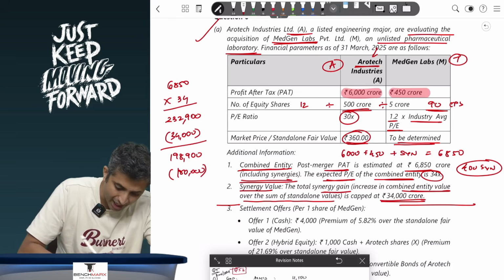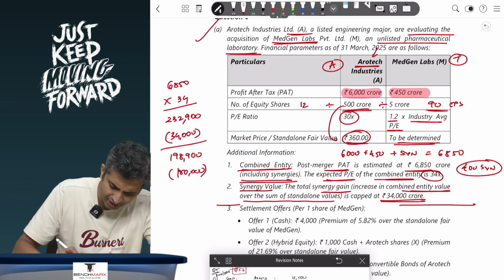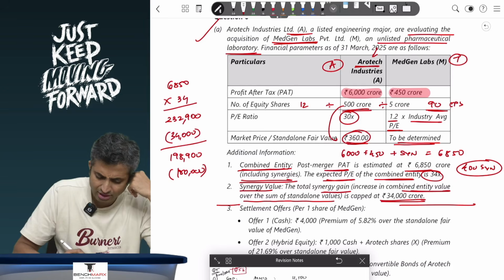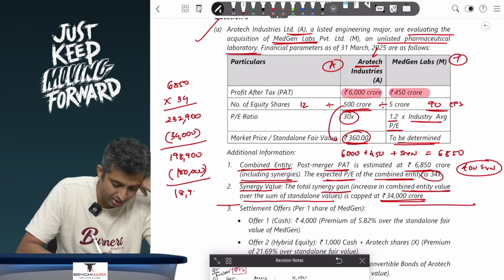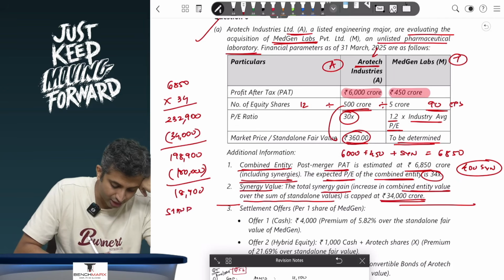This will be the value of Aerotech. So if I do 360 into 500, this will be the value of Aerotech, and hence if I go back, minus 198,900, I will come to 89,900. This must be the standalone MedGen value.